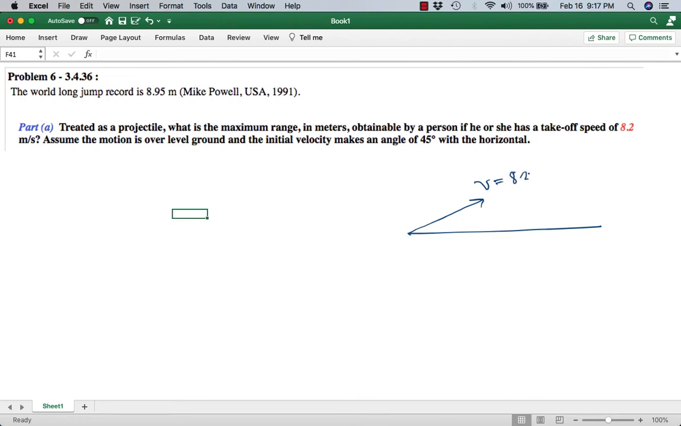So that's equal to 8.2 meters per second. And the person takes off at 45 degrees angle to the horizontal surface, and we want to find the range. Okay, so what's the range of this person? And this is exactly the same kind of problem as number 5. So this is what we want to find.